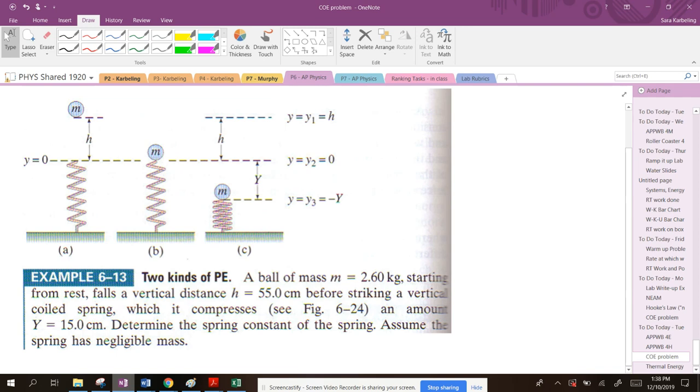What letter do we use for spring constant? Do you remember? K. It's little k. Not big K, because that's kinetic energy, right? But little k is the spring constant.